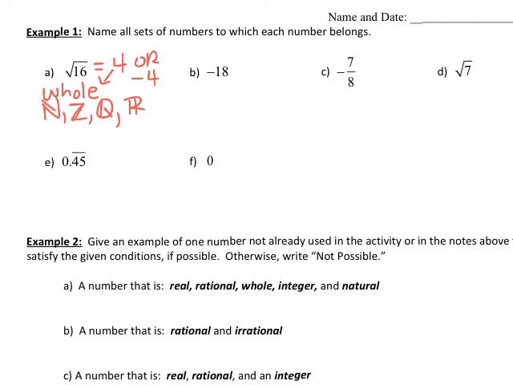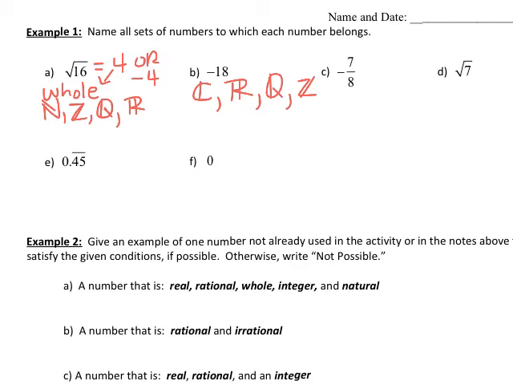So complex numbers would qualify here. Real numbers, because real numbers include negative numbers. Rational numbers, this number can be written as a fraction. And we also have the integers, but not any other sets. The integers do include negative numbers.